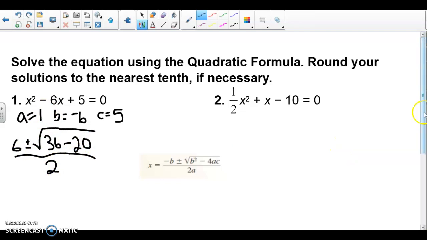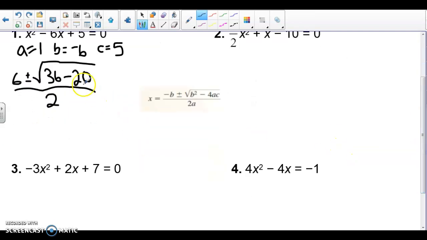So at this point, we have 6 plus or minus the square root of 16. So 6 plus or minus the square root of 16 would be 6 plus or minus 4, all over 2. And that would give us two answers, which would be x equals 1. And the other one would be 10 over 2, which is 5. So x equals 5.